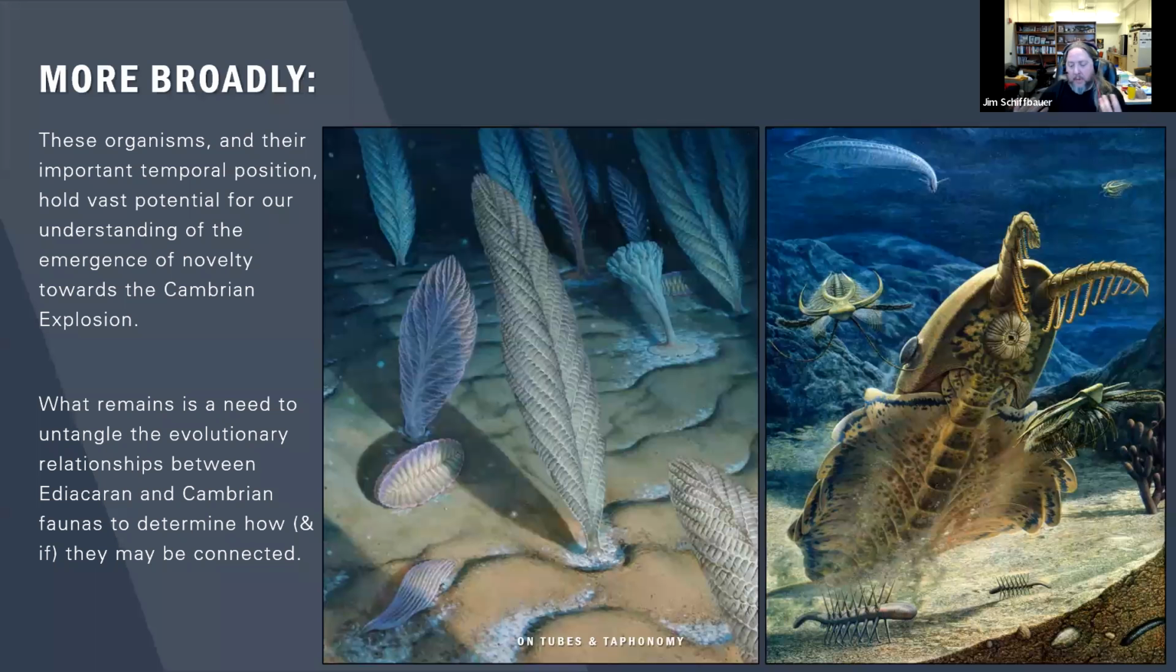And that kind of untangling that relationship between the organisms of the Ediacaran to the organisms of the Cambrian at the Cambrian explosion is something that I think a lot of us at some point in our careers have had questions about. It's one of the biggest outstanding questions in the history of life itself. So I think this is a really fun and exciting time frame to work on. And we'll get into more of that.